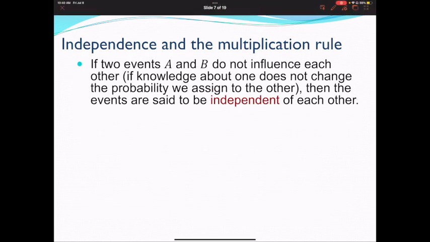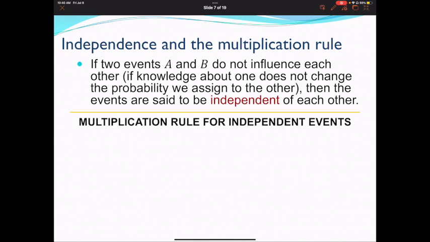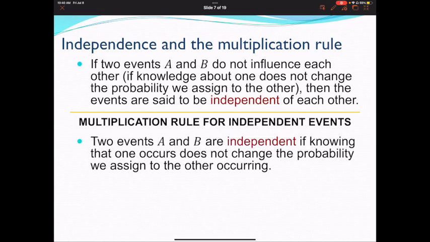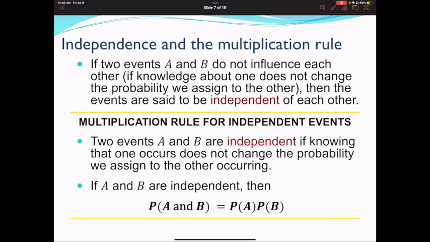Next, we're going to talk about independence and the multiplication rule. If two events A and B do not influence each other, if knowledge about one does not change the probability we assign to the other, then the events are said to be independent of each other. And I want to know the probability of two independent events occurring. Well, two events, A and B, are independent if knowing that one occurs does not change the probability we assign to the other occurring. Note this isn't the same thing as disjoint, which I'll talk about in a minute. But if A and B are independent, then the probability of A and B is the probability of A times the probability of B.